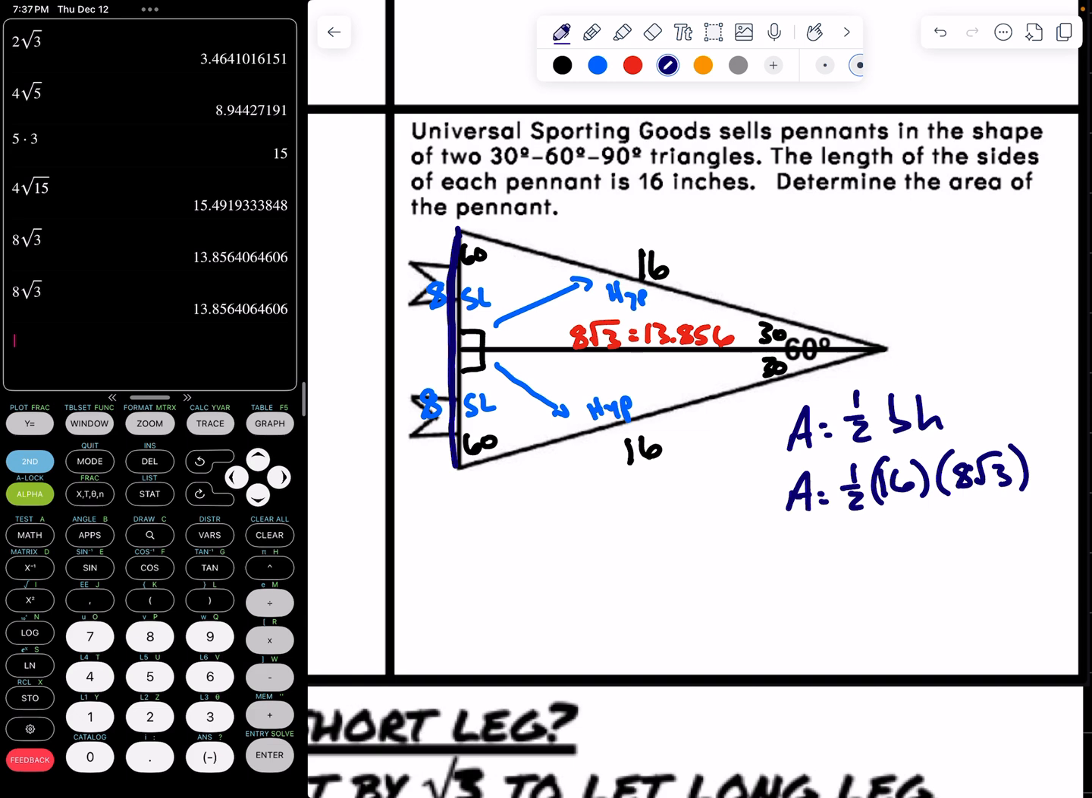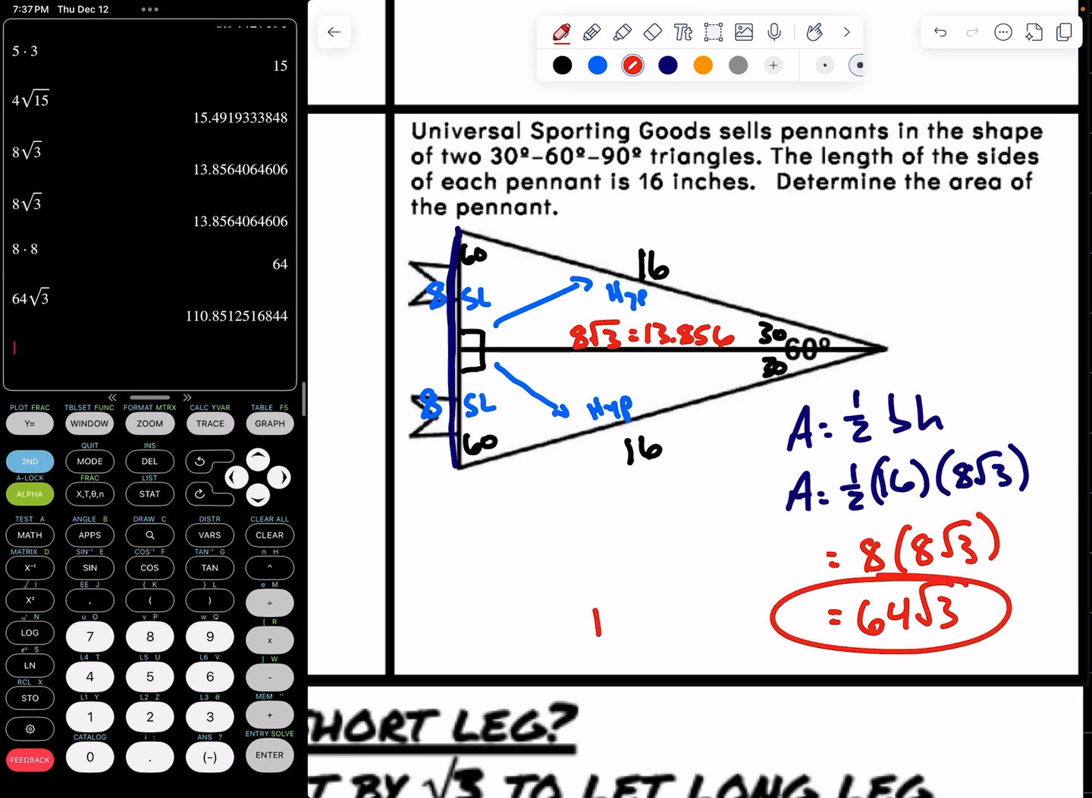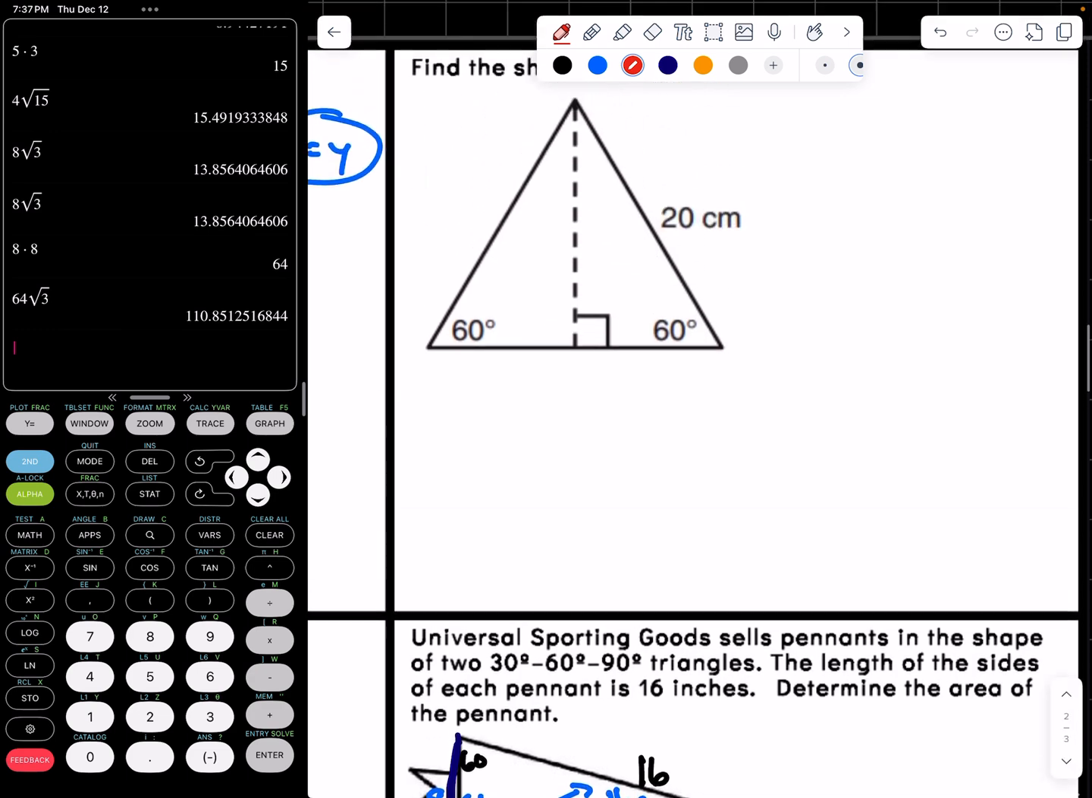Half of 16 is 8. So I have 8 times 8 root 3. 8 times 8 is 64 root 3. Also an acceptable answer would be 64 root 3, which would give me 110.851. That would also be an acceptable answer. Let's go on ahead and take a look at this one that we skipped earlier.